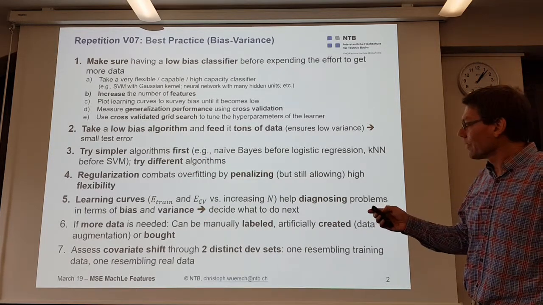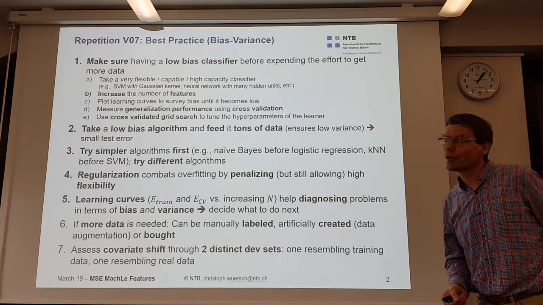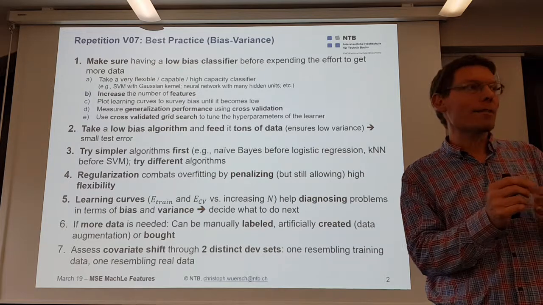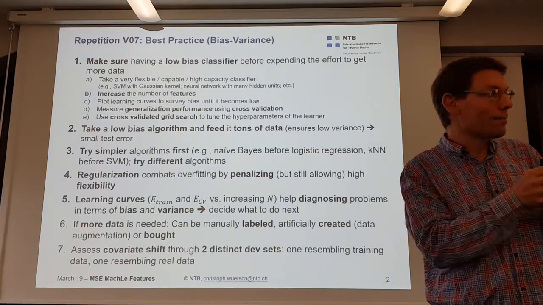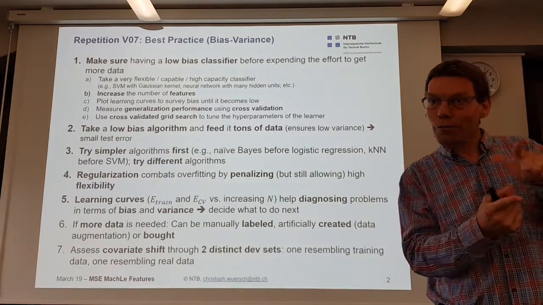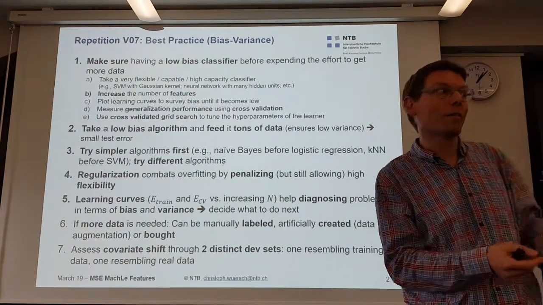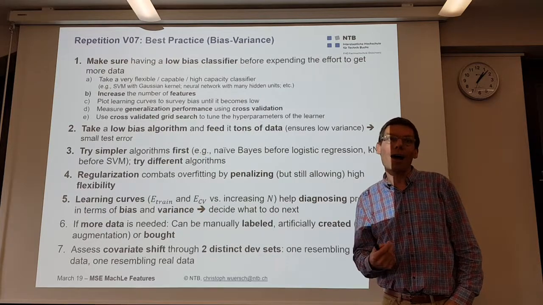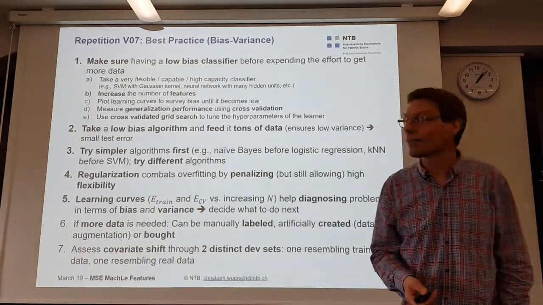Then increase the number of features, plot always learning curves. The learning curve is the plot of the test and training error as function of the training size. And from these curves, whether they converge at a high level or low level, and from the difference of these curves, you can judge whether this learner suffers from high bias or high variance.